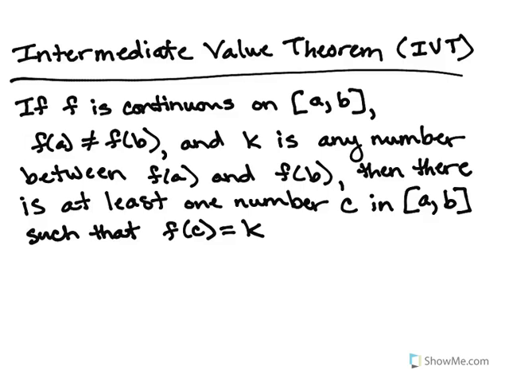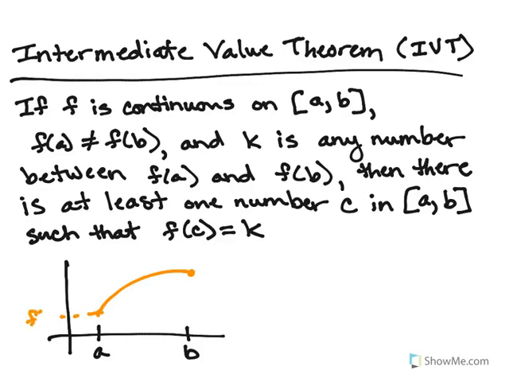The intermediate value theorem states if we have a function that's continuous over some closed interval, so for that part of the function, and the y values at the endpoints don't match each other, okay, so this y value here would be f of a. This one here would be f of b. So they don't match each other.